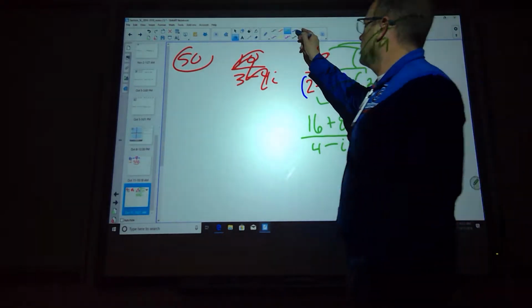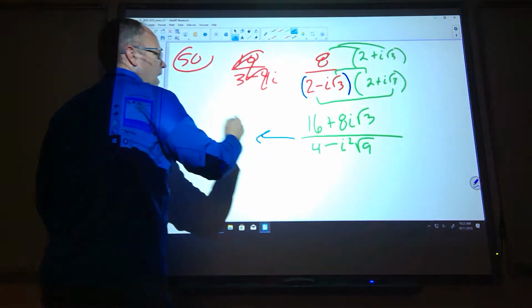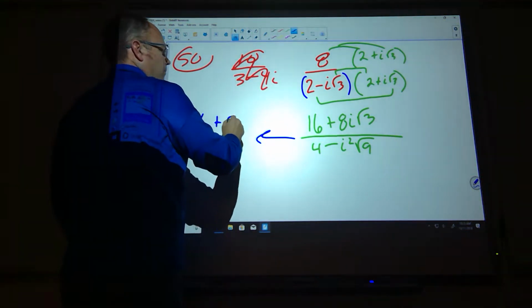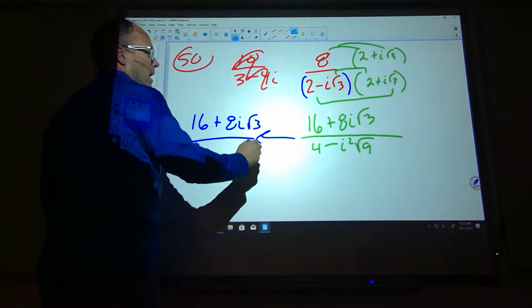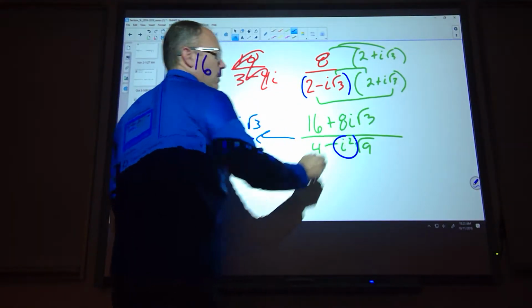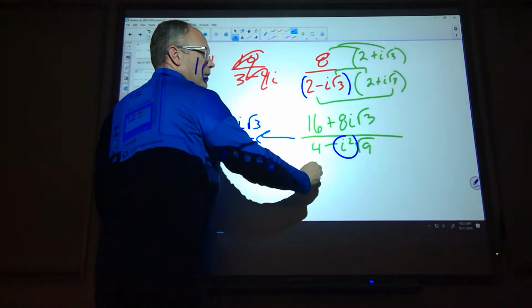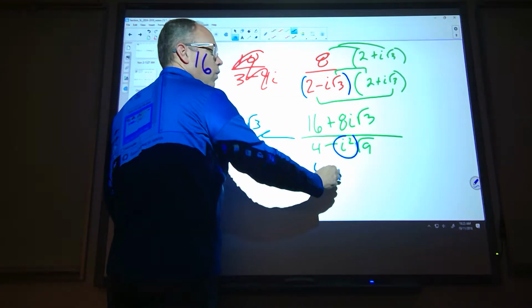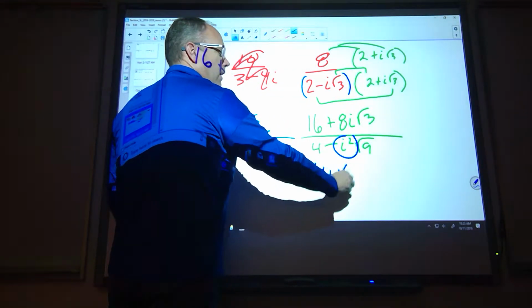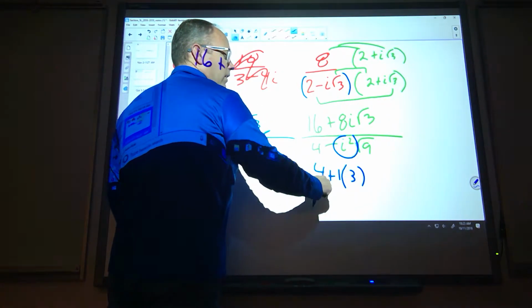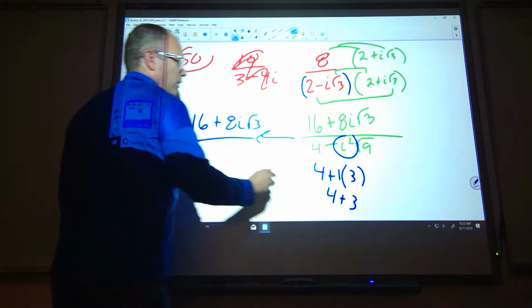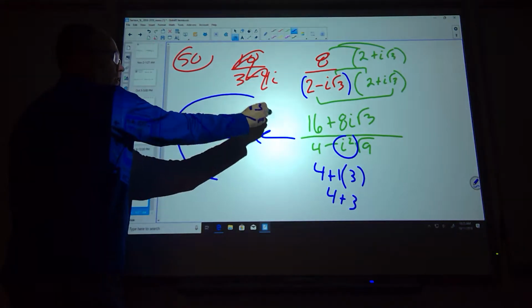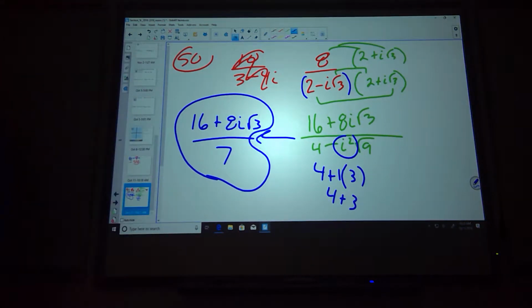All right, so on top, I'm just going to keep this for now. On bottom, this is going to be what right there? +1. Why is it a +1? Because there's a negative. And then that's times 3. So that becomes 4 plus 3, which is 7. Done. Agree? What else?